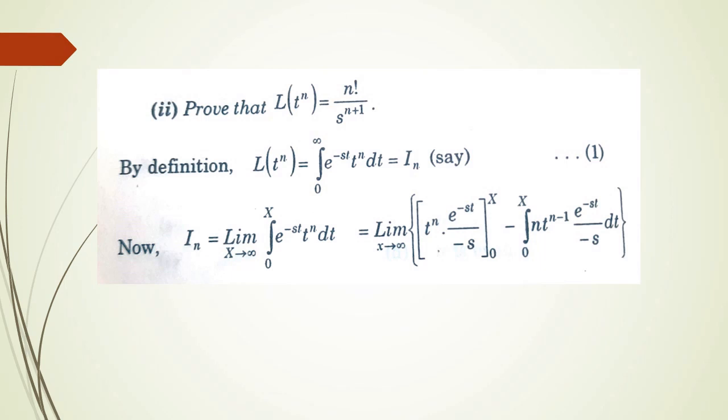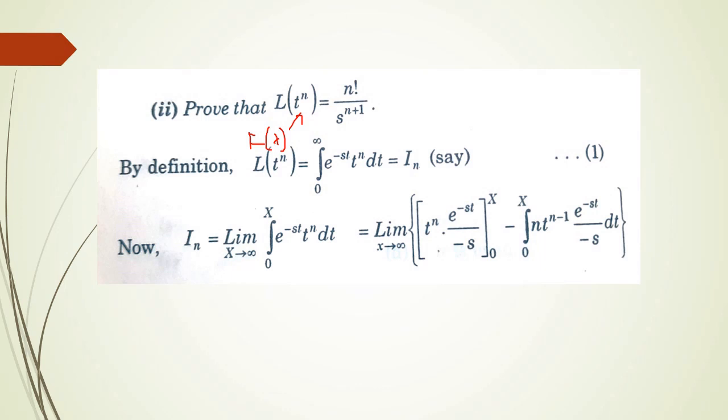Now let us take another example where the time dependent function f of t is t to the power of n. t to the power of n is f of t. Now we have to determine its Laplace transform. Here, from the definition, we use the formula: the integral from 0 to infinity of e to the power of minus st t to the power of n dt. This expression is used as the Laplace transform.